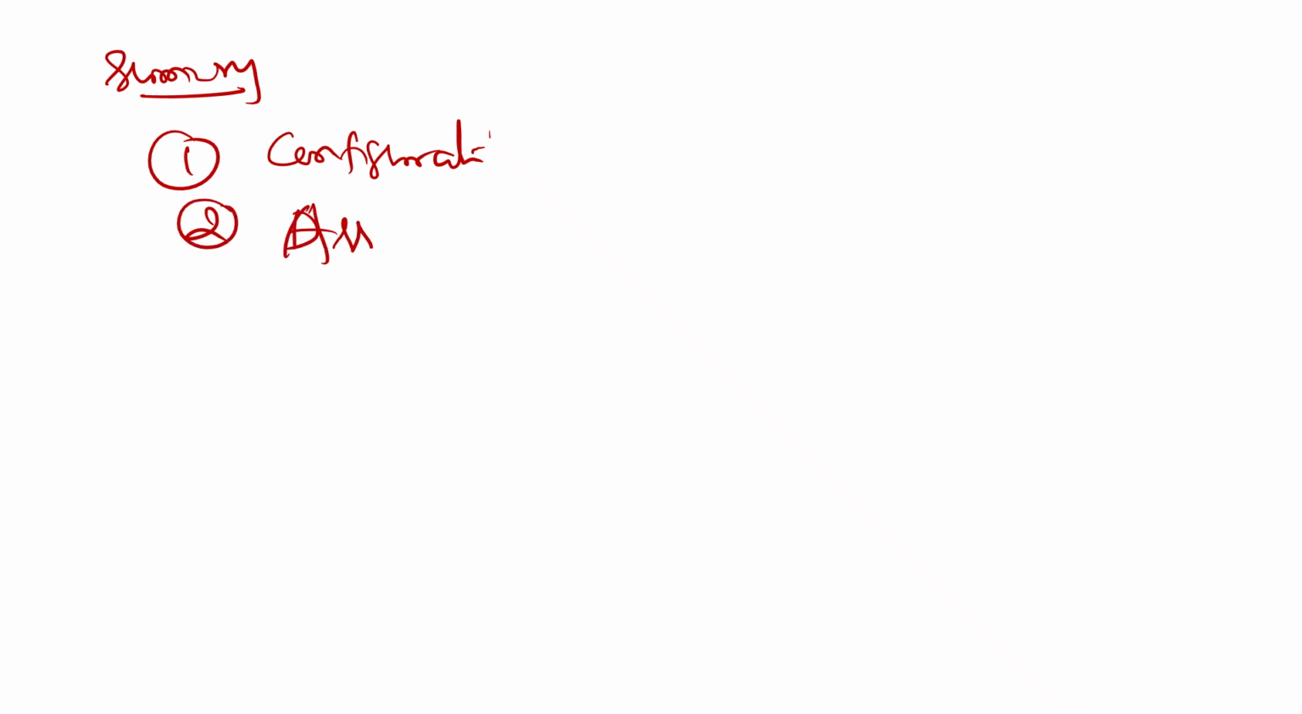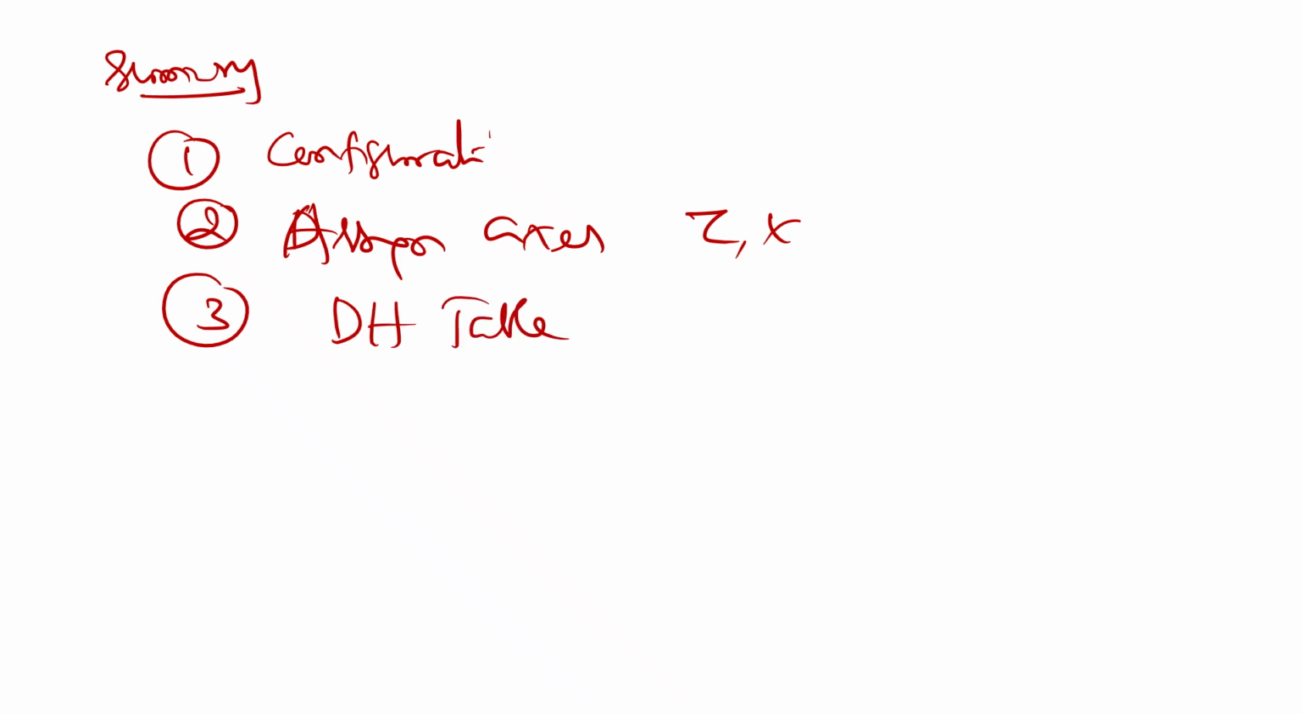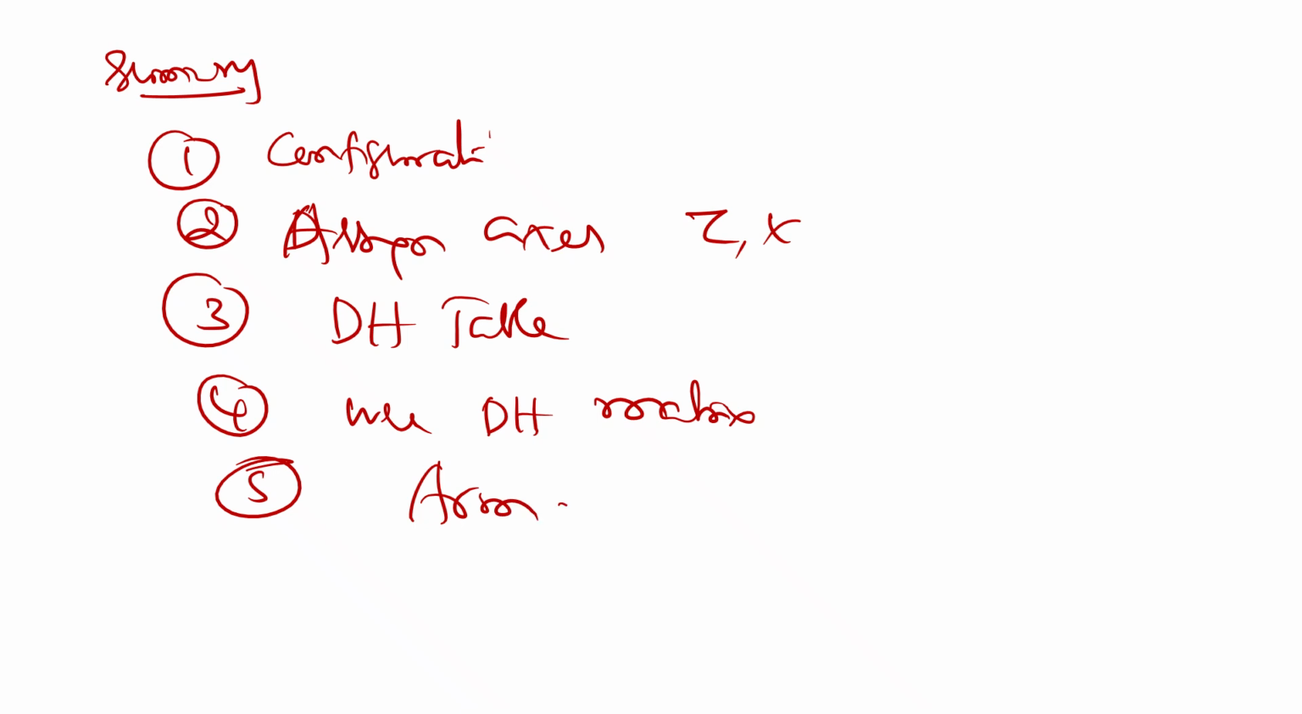Just a summary. First you have to get the configuration. Then you have to assign axes, meaning Z and X; Y is not included. Third, you have to frame the DH table. Then use the DH matrix. Then the fifth one is to find the transformation matrix. This is how we find the forward kinematics matrix. Thanks for watching.